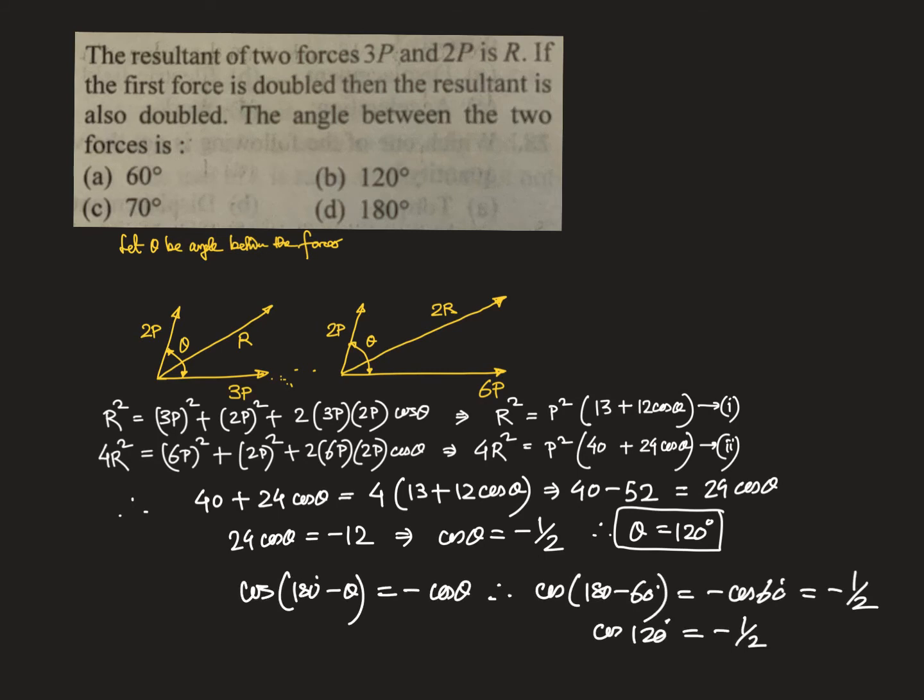For any angle, say alpha or phi, cos (180 minus phi) is equal to minus cos phi. Right? So obviously theta is equal to 120 degrees. So option B.